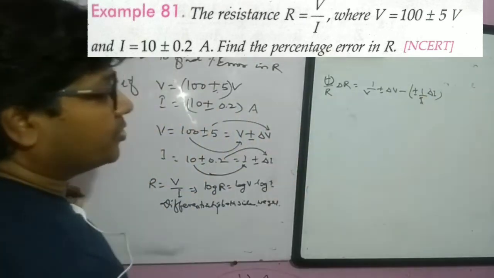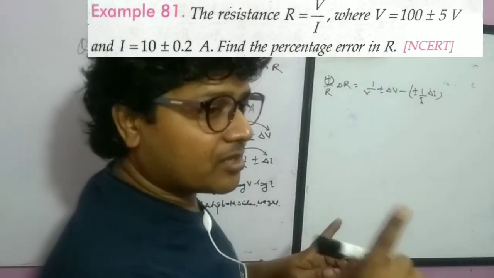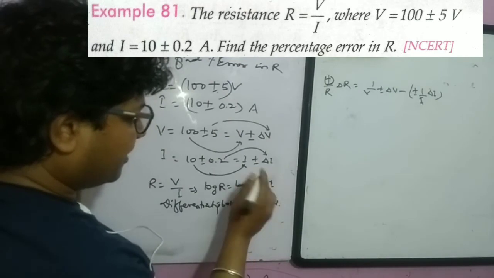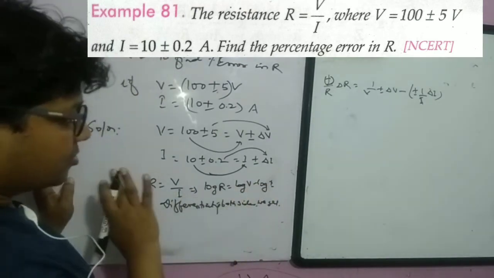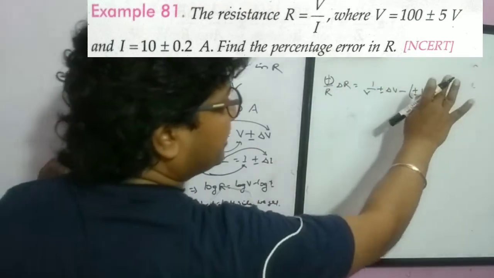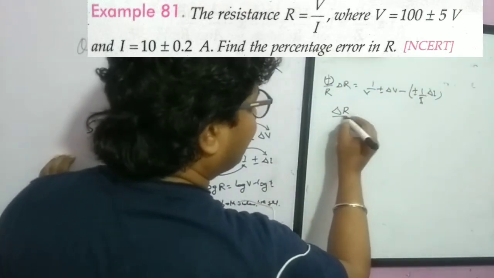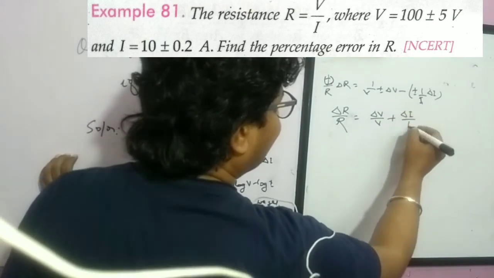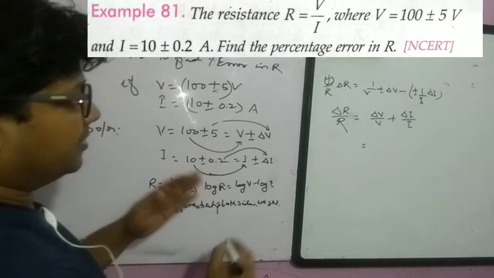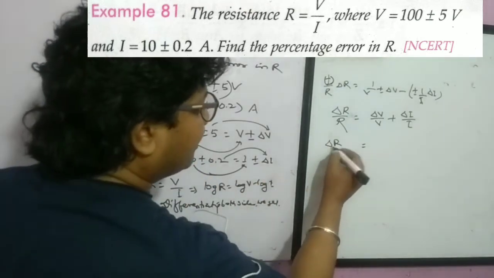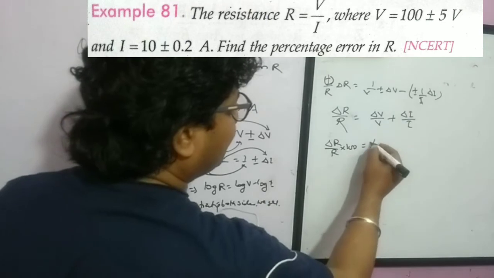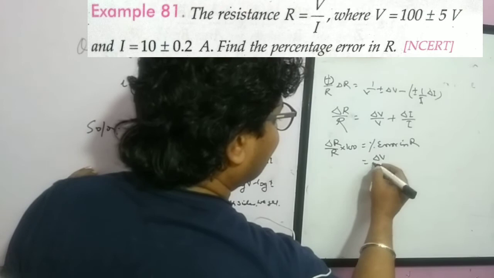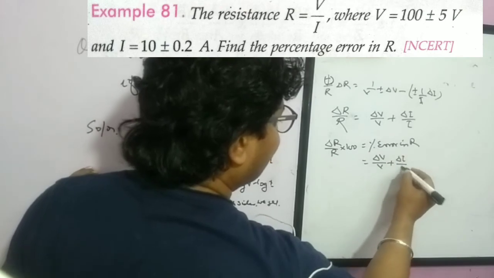I told you earlier that in error we have to take only the positive sign. Here it is negative, so we don't take negative. We take the positive value. So δR by R will be equal to δV by V plus δI by I. Now we have to find δR by R into 100, which is the percentage error in R, equal to (δV by V plus δI by I) into 100.